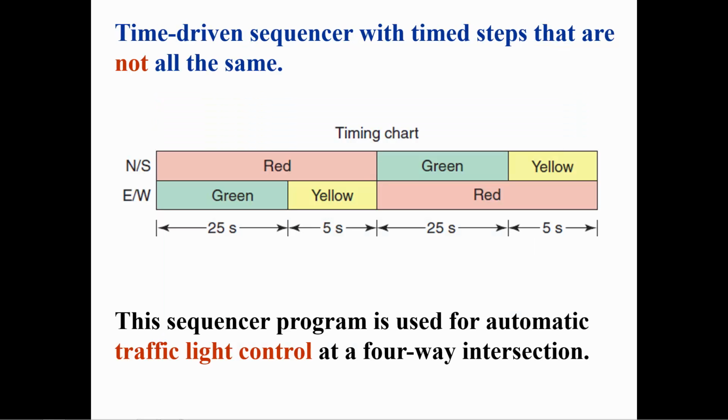A time-driven sequencer can have different time intervals for each step. In this example, for a traffic light for a four-way intersection, we are going to use one sequencer instruction to provide the pattern of lights for the red, yellow, and green traffic lights, and another sequencer to provide the preset time for the timer that controls when the sequencers will be incremented. The times will alternate between 25 and 5 seconds.